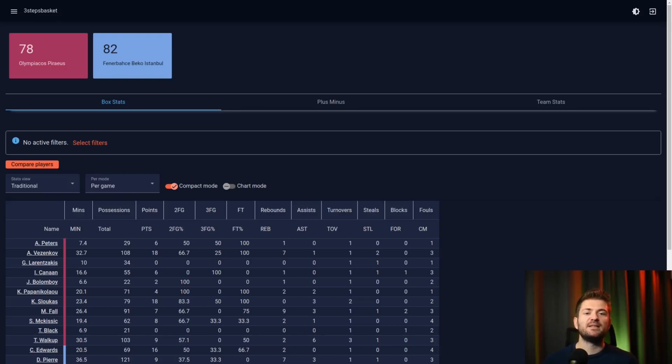Today I will be analyzing the second game of the EuroLeague playoff series between Olympiacos and Fenerbahce. As always, I will be using data from the 3stepsBasket website. We will analyze the data and in the end we will check some game footage to back up our findings.